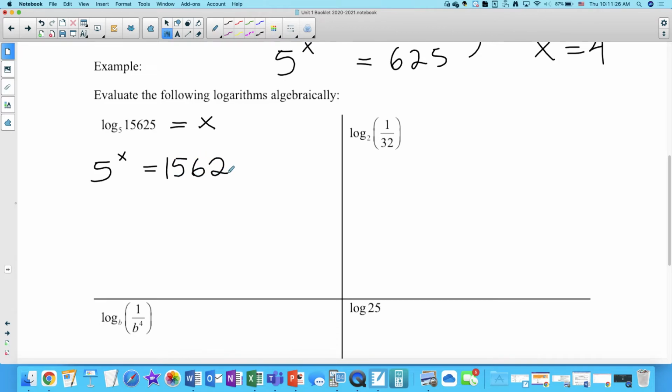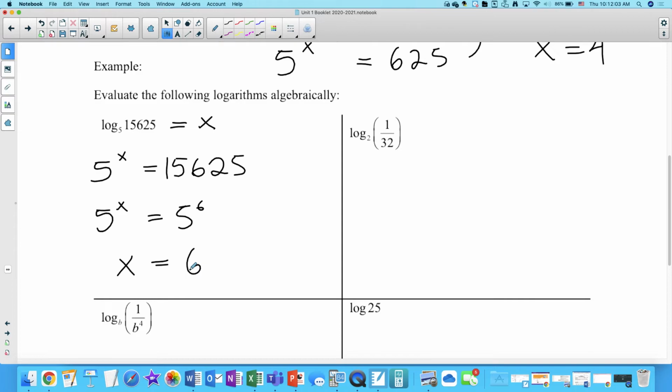And now this is an exponential equation. And with exponential equations, we try and change the base, one of them or both of them sometimes, so that they are the same. So can I write 15,625 using base 5? I can. Okay, so what is the exponent then? Is it 5 to the 5 or 5 to the 6? Okay, this is 5 to the 6. So I can say 5 to the x equals 5 to the 6, and therefore x equals 6.